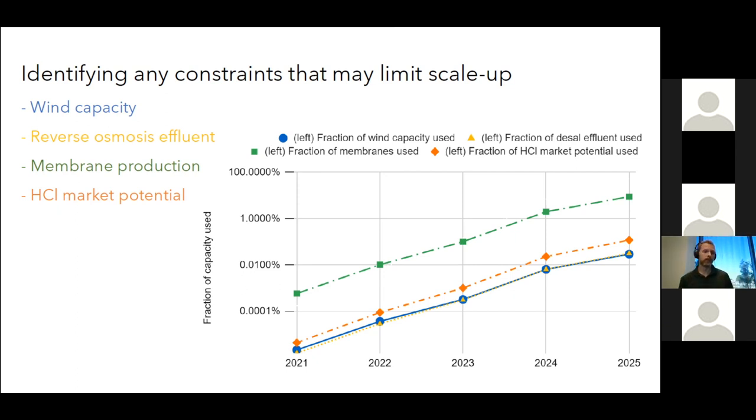And then finally, in green is membrane production. So I showed you this picture of the membranes, how many of those bipolar membranes are made every year. And looking at that, we see that by the time we get to a megaton of CO2 per year, we do start hitting sort of a 5 to 10% level. So what that tells us is, in terms of hitting up against constraints, membrane production will be probably the first one that we need to address.